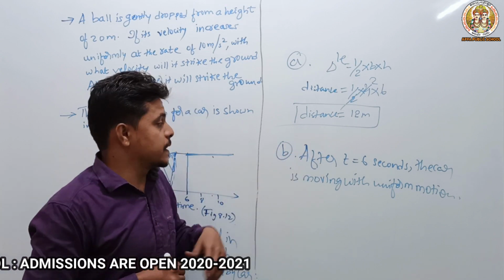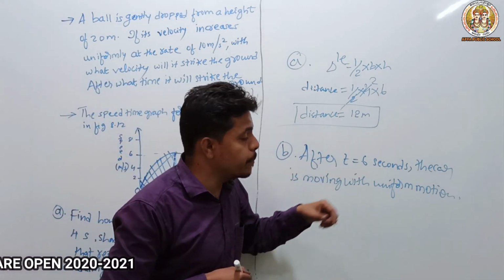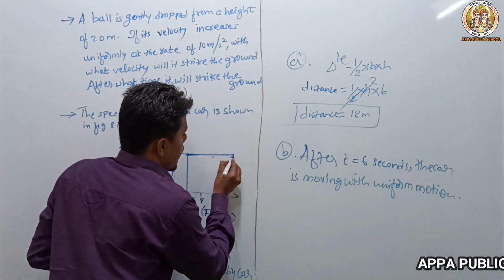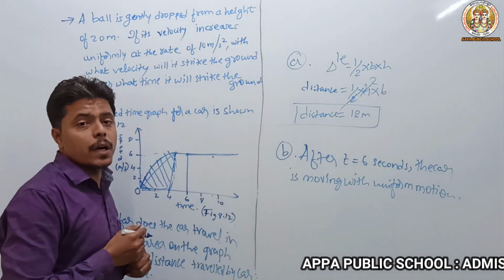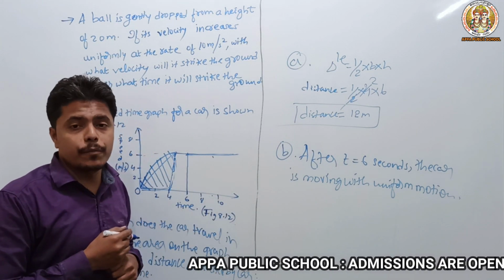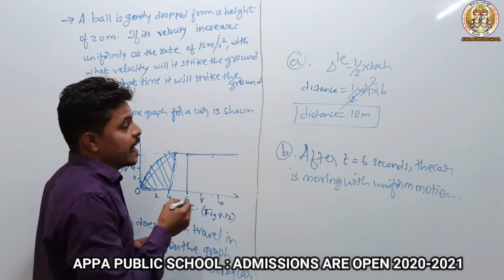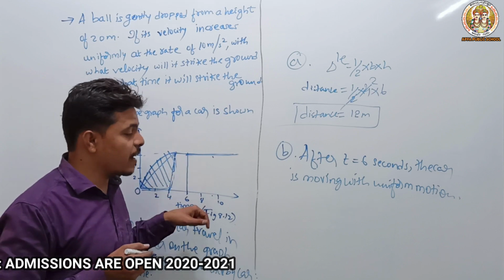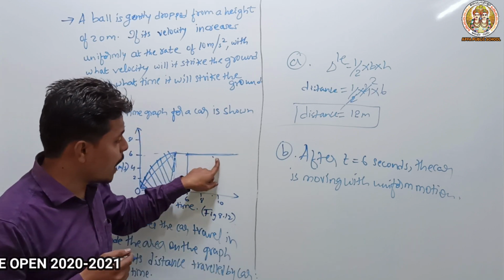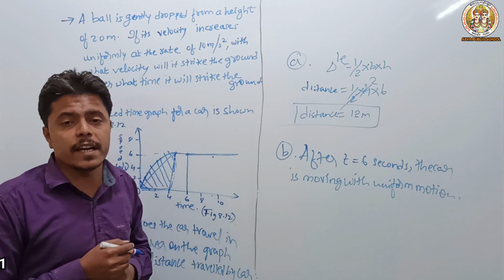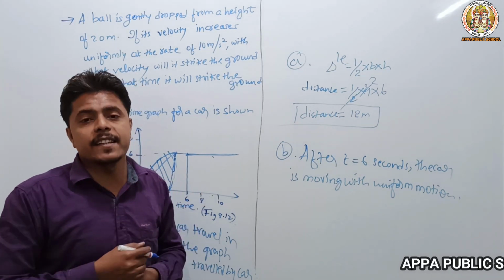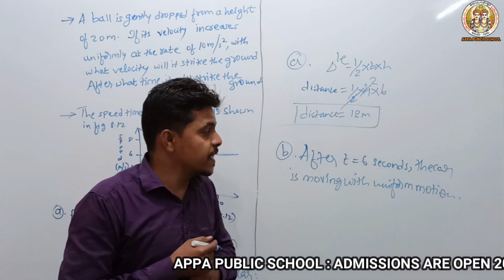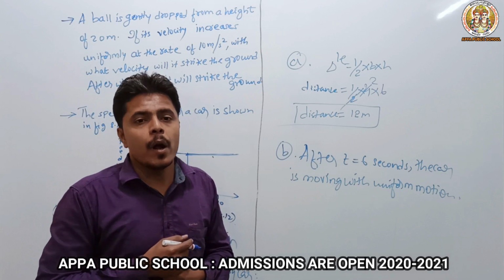We got the distance. The part B question is about after time 6 seconds. After time 6 seconds, you can see there is a uniform motion of the car in the graph. So we can write, after time 6 seconds the car is moving with uniform motion, because this line is parallel to the time x-axis, and you can see the car is moving with a perfect 6 meter per second. It is neither increasing nor decreasing its speed. So we write that after time 6 seconds the car is going to move in uniform motion.